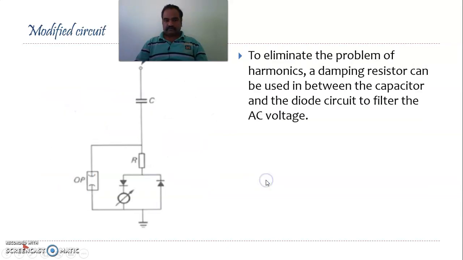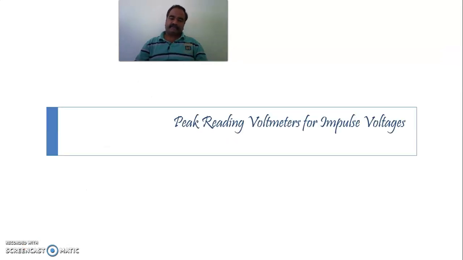So, to overcome this particular problem of harmonics, what we can do is suppress the harmonics and then measure. To suppress the harmonics, I am employing here a resistor in between the capacitor and the rectifier circuit. This can reduce the harmonics to some extent. So, this is the modified circuit of your series capacitor peak voltmeter. I hope you have understood the working of the series capacitor peak voltmeter for the measurement of peak values of AC signals.